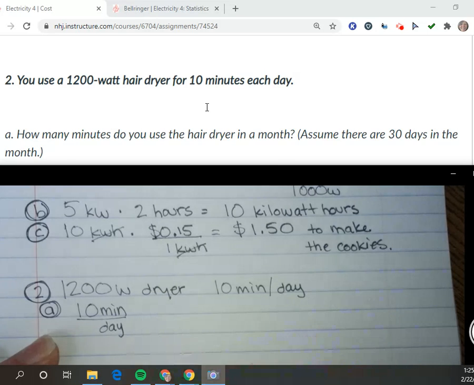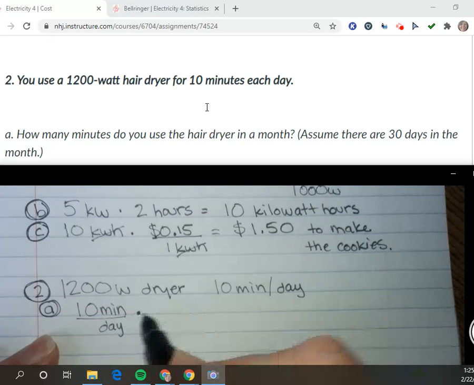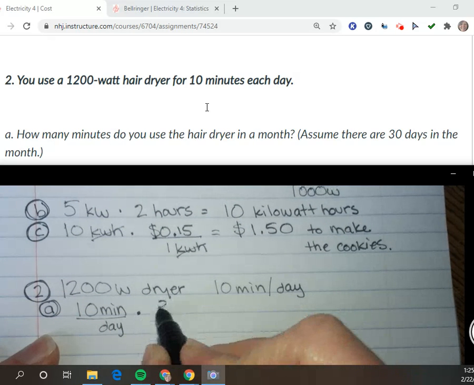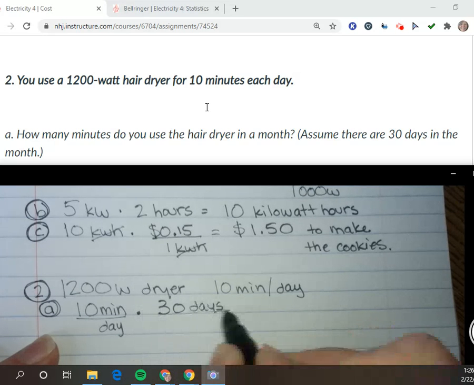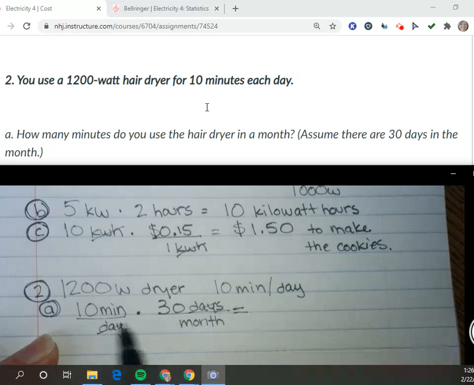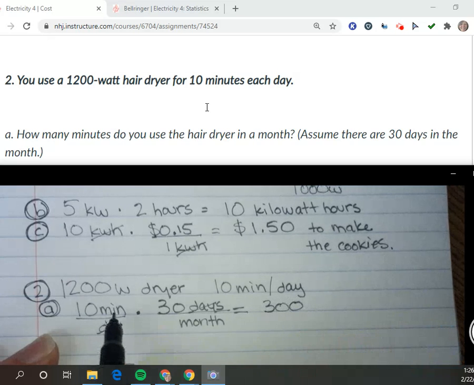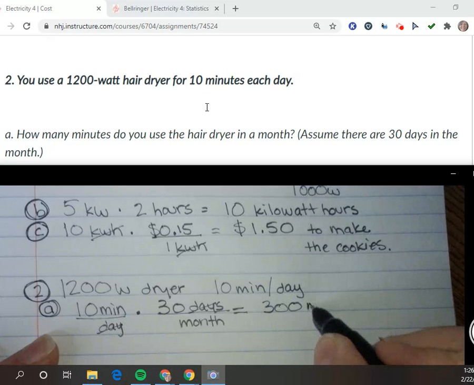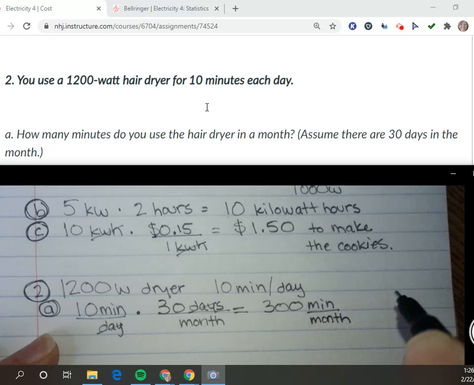Now notice, you guys can do this in your head, but what you're actually doing is using a conversion. So check this out. Days cancels, and 10 times 30 is 300, okay. But look at the units you have. Minutes per month. So you know that you did the work correctly.